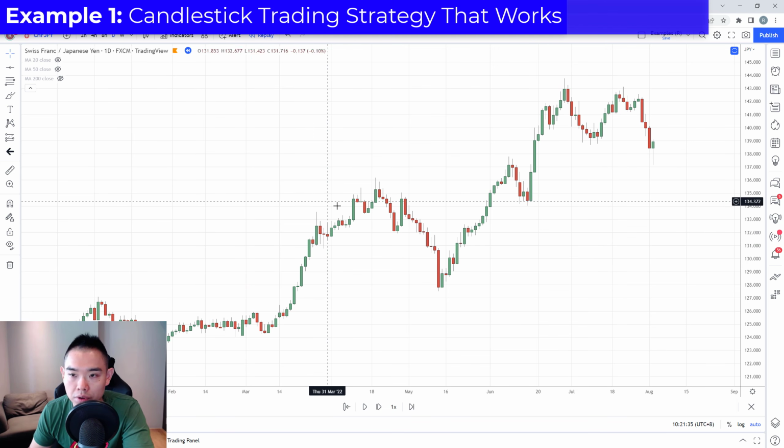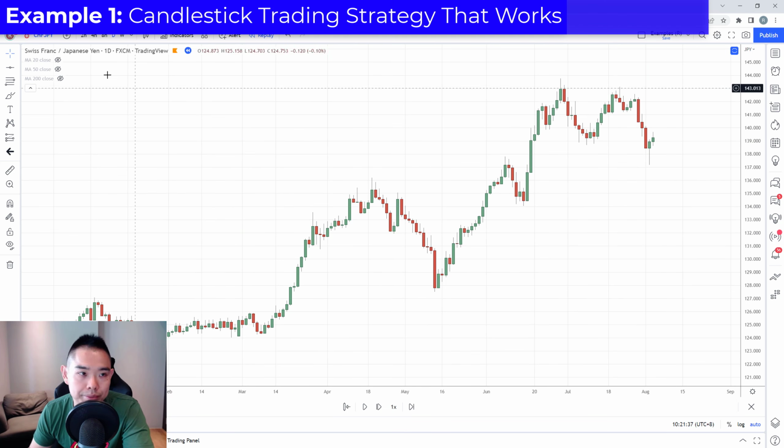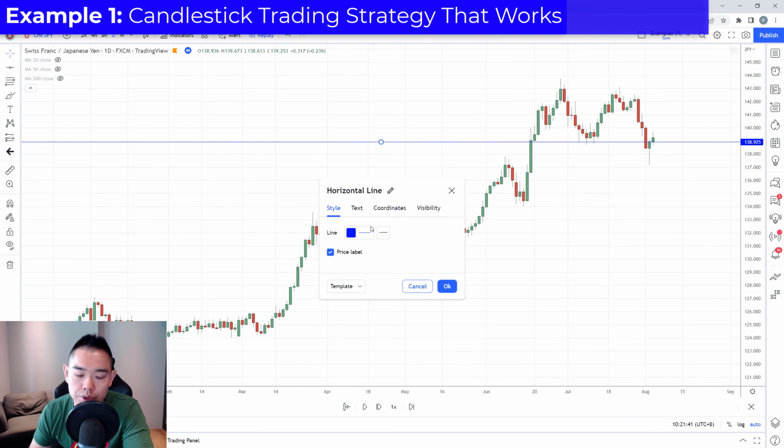So let's say next candle open over here. This will be our entry price, the opening price. So let's just say we change this to green to signify our entry.